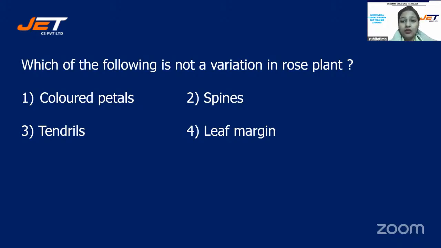Okay, your time is up, and the correct answer for this question is option number three, tendrils. We have colored petals, spines and leaf margins all in the rose plant, but tendril is absent over there. So option number 3 is the right answer. Next one.